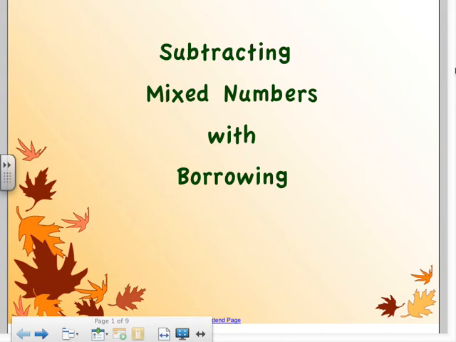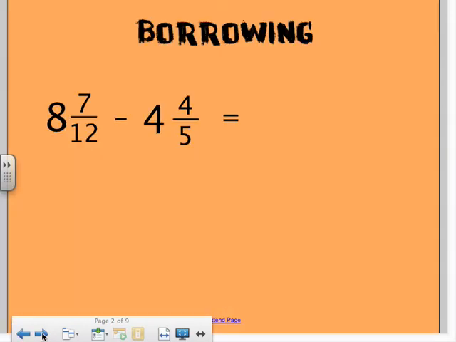Alright, this video is on subtracting mixed numbers with borrowing. Last time we talked about subtracting mixed numbers, but we kind of ignored a certain type of problem, and I'll show you what I mean. So, let's start doing what we were doing last time.